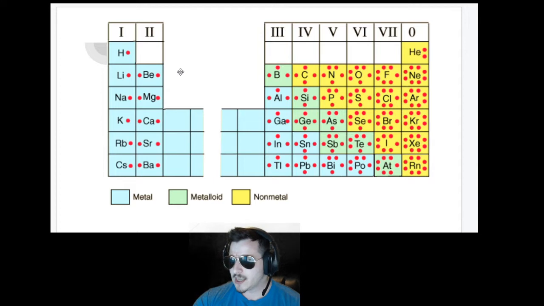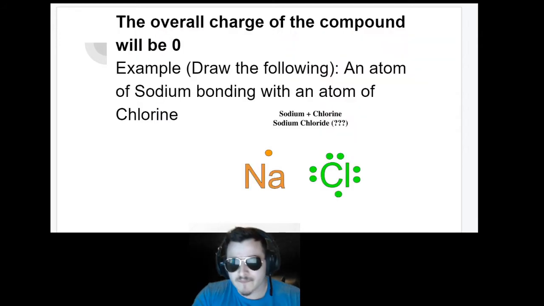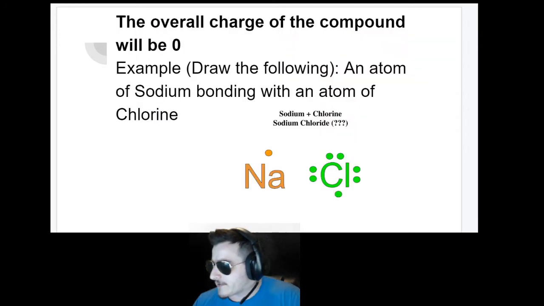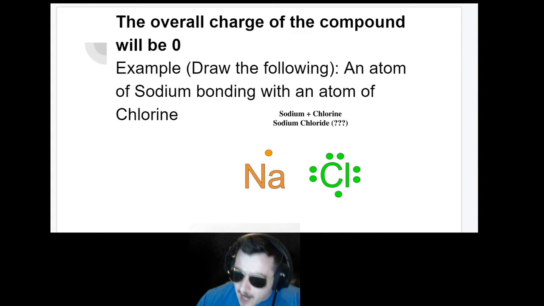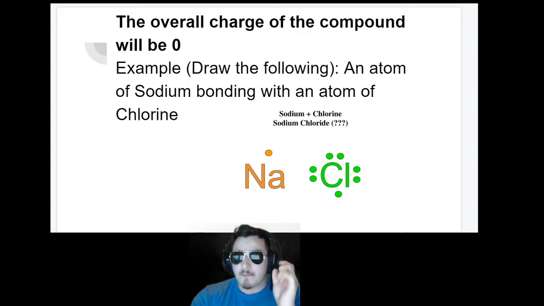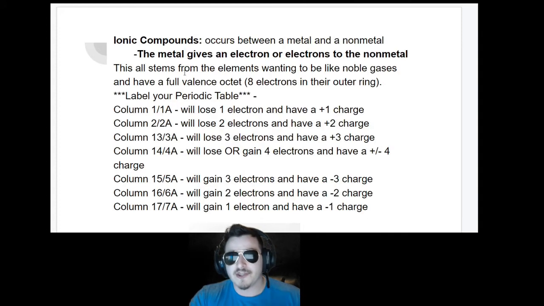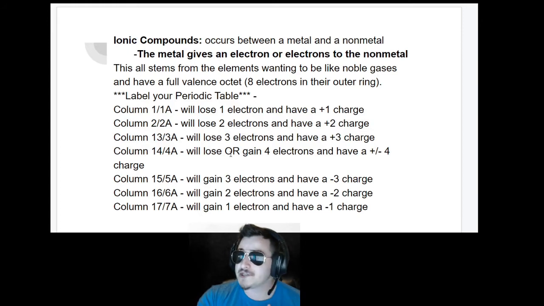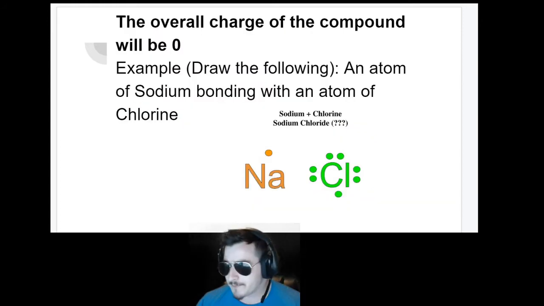So now, let's look at the overall charge of these compounds. Let's talk about a little chemistry. Let's talk a little bit about love. Okay? What's actually occurring here? Well, we said an ionic compound. An ionic compound is always between a metal and a nonmetal. More specifically, the metal is going to give electrons, and the nonmetal is going to receive electrons. Why? Well, it all has to do with their positioning on the periodic table.